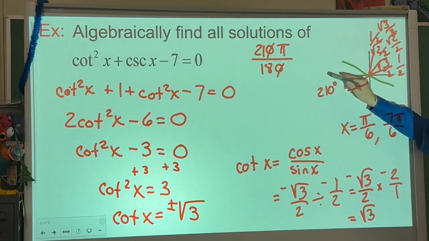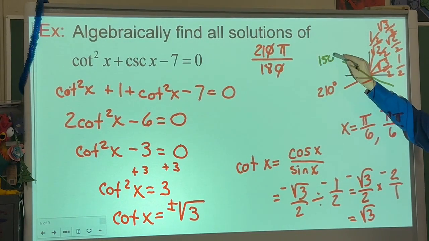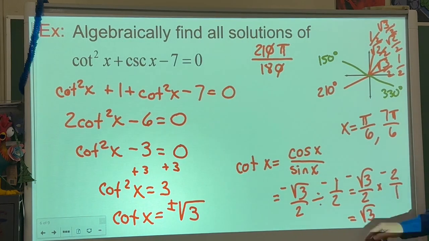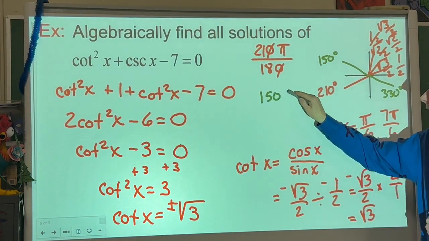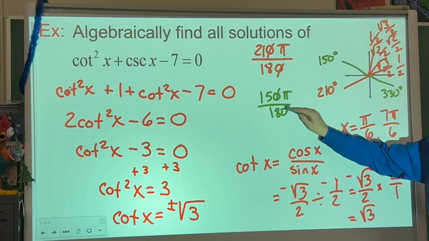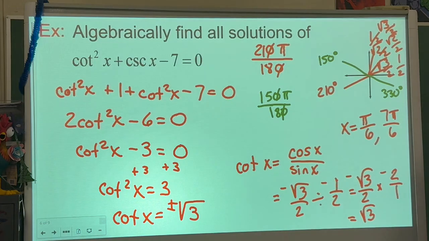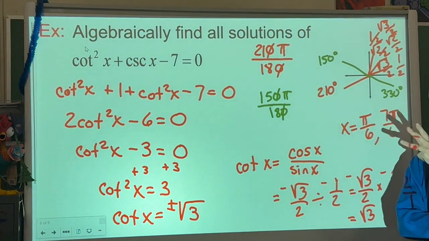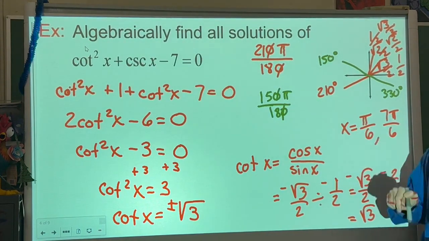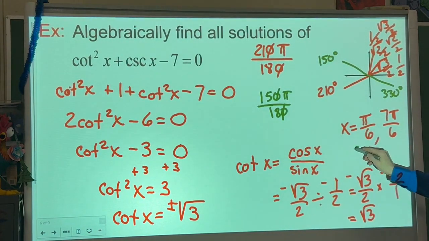30 degrees less than 180 would be 150 degrees. 30 degrees less than 360 would be 330. 150 pi over 180. Cross off a 0. 15 pi over 18. What divides into both of them? Yeah, 3. 3 times 5, 3 times 6. 5 pi over 6 gets me my 150.